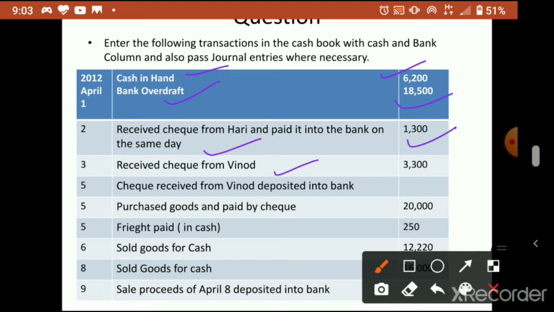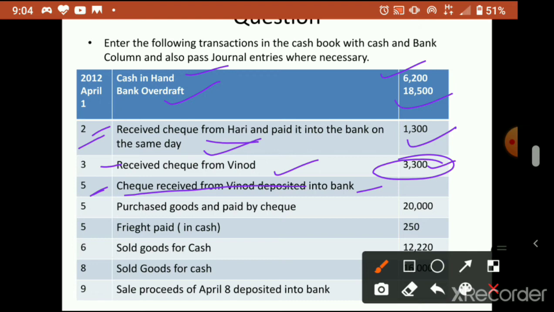Check received from Vinod. Nothing is mentioned. Check received from Hari, that was sent to the bank the same day, we entered. Here they are saying check received from Vinod on 3rd, and on 5th, check received from Vinod deposited into bank. So this 3300 check we deposited on 5th, means another day. Check received but deposited another day. This is what check received deposited same day.